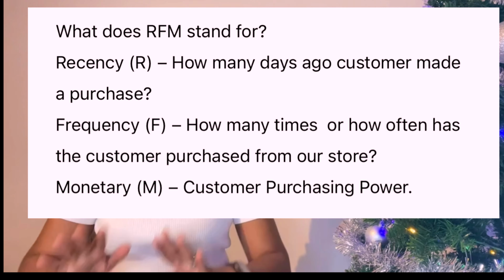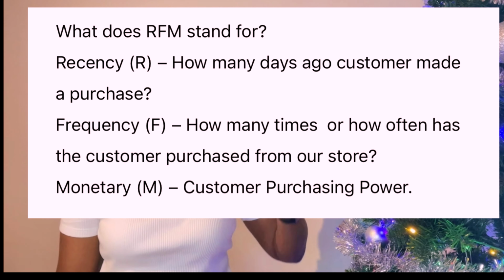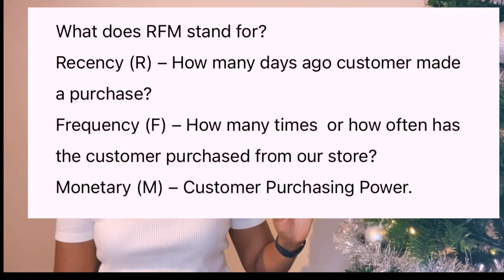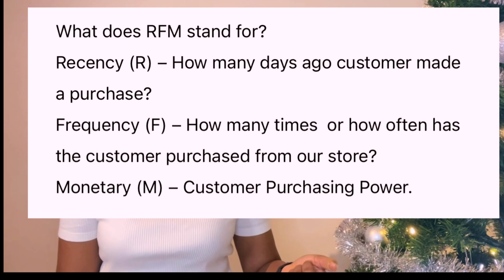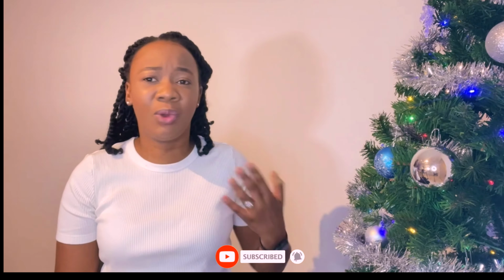For the first one, which is recency, the question is: how many days ago did your customer actually make a purchase? What you do is take the difference between the most recent date they purchased and today, and that gives you your recency. Then frequency: how often they purchase, how many times has the customer come to purchase from your company or from your store or mall. That's what frequency is about. And then monetary value, the purchasing power: how much do they spend when they come to shop on your website or in your store? How much did the customer actually spend? And that's the whole point of RFM.